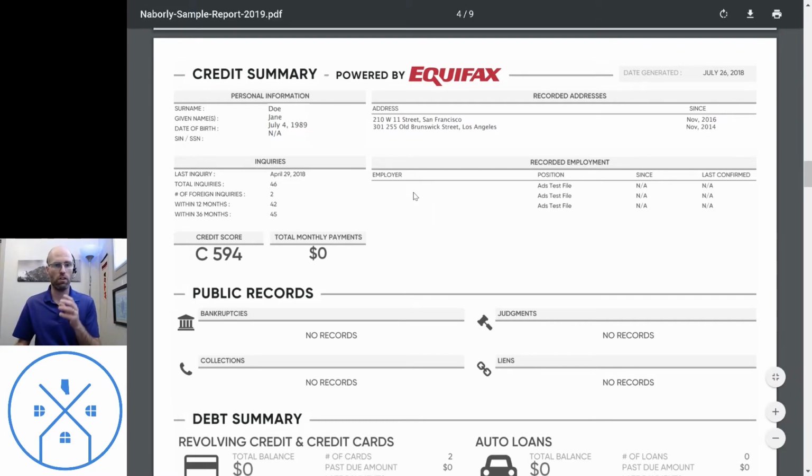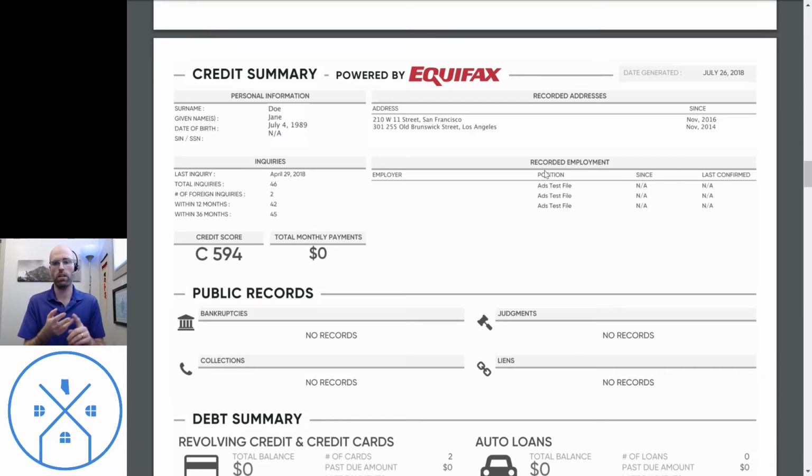And it follows through in the next section as well, the recorded employment, same idea. You're going to look for the position, the company, the time frame when they started and when they left, which should match the information provided on your tenant application.